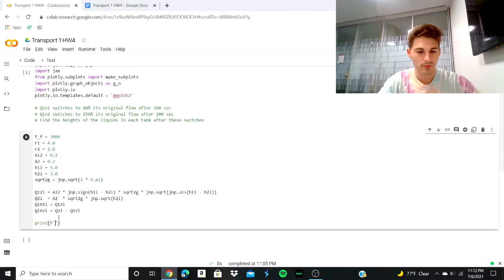And so we will print our flow rate into tank 1 initially. We'll print our flow rate between tanks 1 and 2 initially. And then we'll print our flow into tank 2 initially. And then we'll print the flow leaving tank 2 initially, which of course is the flow leaving our whole system.